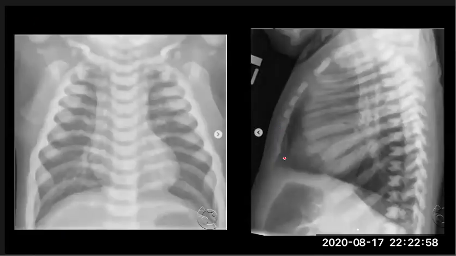Okay, this case, a simple case, not difficult. If you can spot it, very good, and then we will discuss it. Rickets, rosary, no. Osteoporosis, okay. This is osteoporosis.